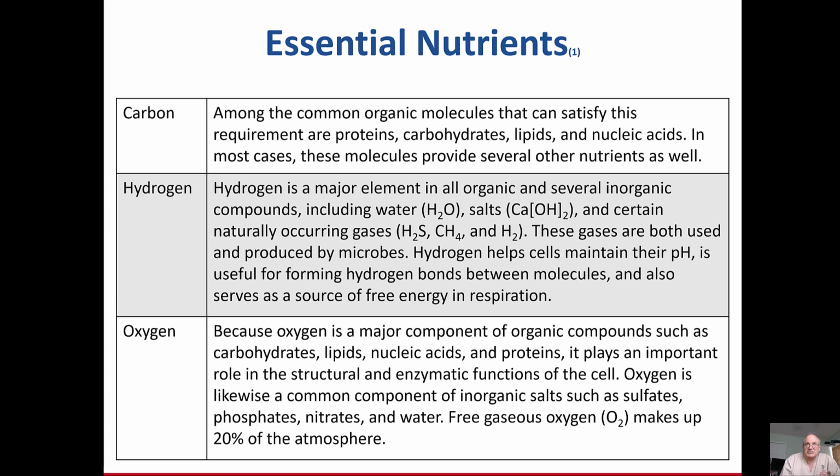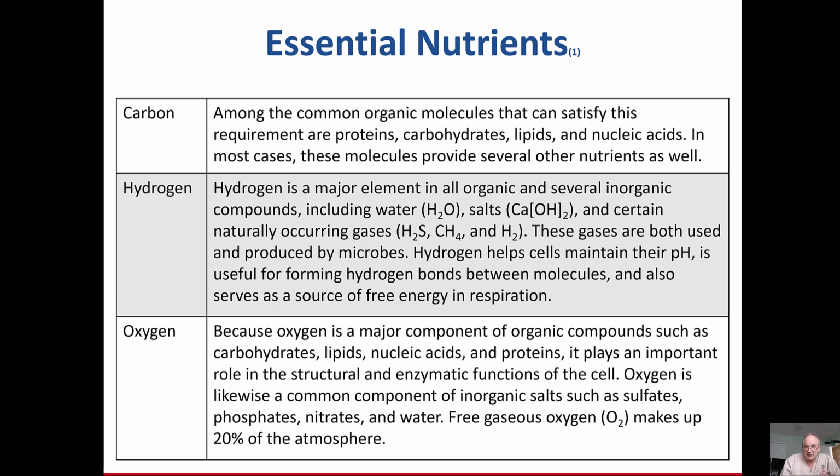These gases are both used and produced by microbes. Hydrogen helps maintain their pH. So again, there's duality in a lot of these things, the way they use these to maintain the pH or ways to live in their environment. Oxygen is a major component of carbohydrates, lipids, nucleic acids, nothing new there.